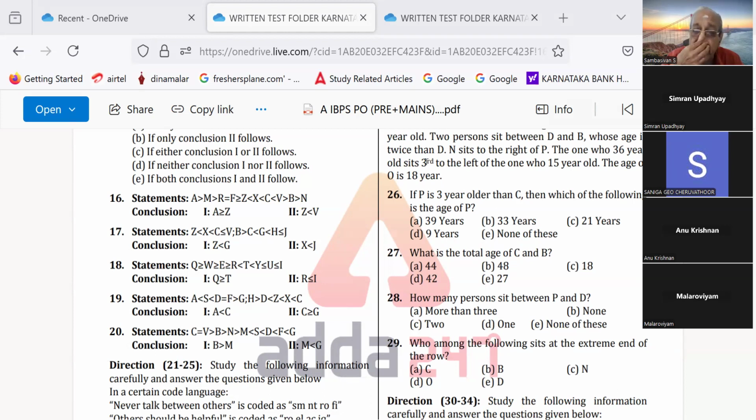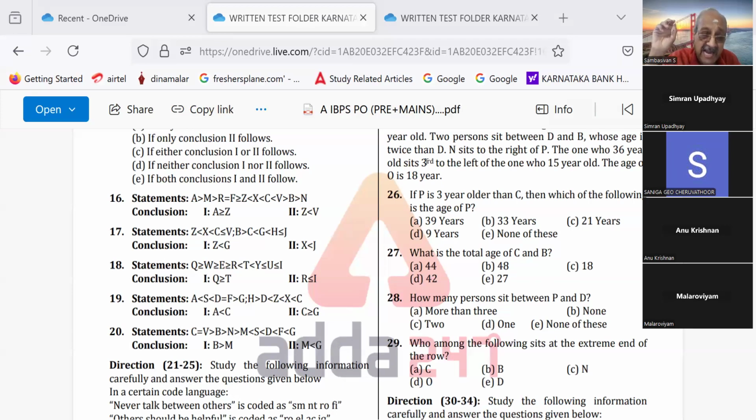Good. Very good. What is your name? Simran Upadhyay. So you are from, I think, Bihar? Bihar, sir. I'm from Bihar. Bihar, very good. Congrats. Very good. Is there anybody not understanding question number 18? All of you follow it? Excellent. Please go to the next question.